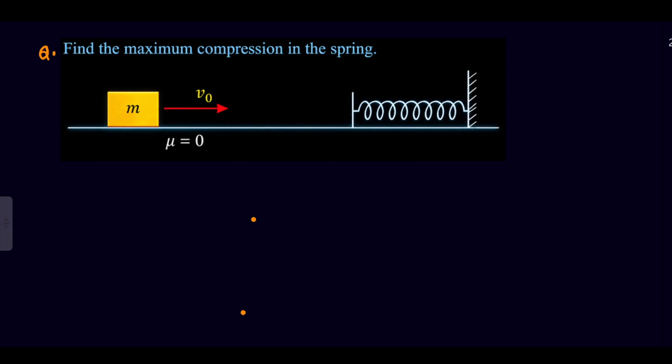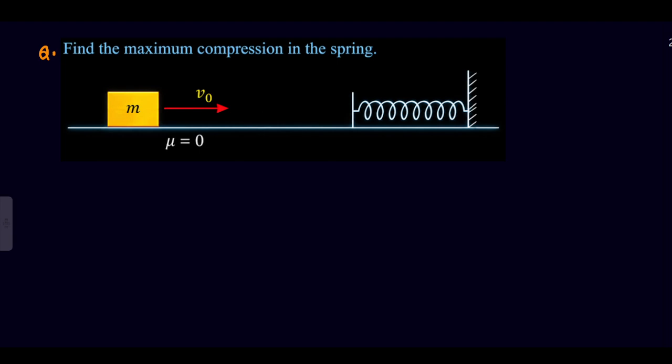Find the maximum compression. They ask us to find the maximum compression. So I have a block. The block is initially moving with some velocity v0, and there is no friction.